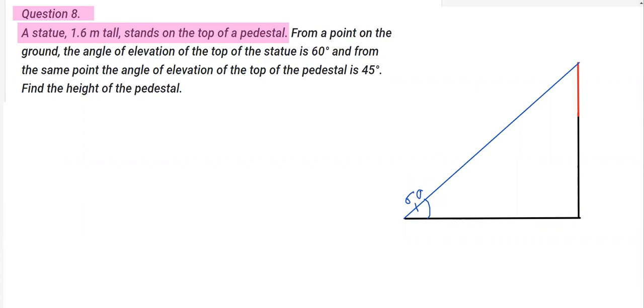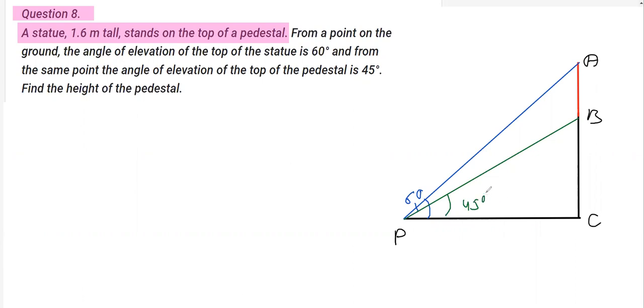From the same point, let me write down these points. We have taken AB as the height of the statue, BC as the pedestal, and P is the point of observation. Now from the same point P, this time the angle of elevation so formed is on the top of the pedestal. This time it is mentioned as 45 degree.